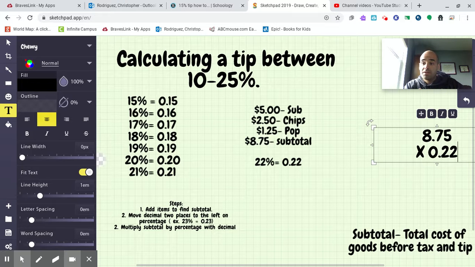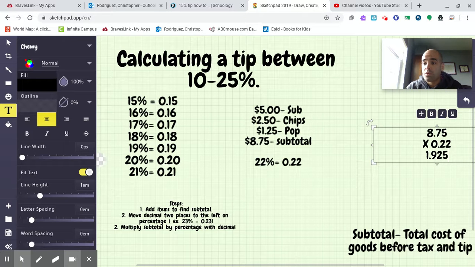8.75 was my subtotal. Now I'm multiplying by 0.22. That's the decimal of my percentage. All right, so when I plug that into my calculator, I get 1.925. Let me think here. But it's money.